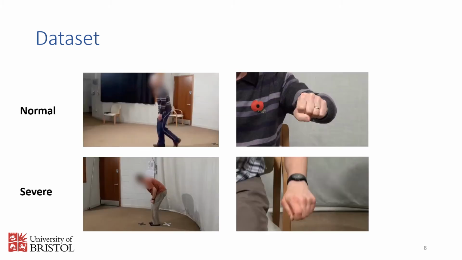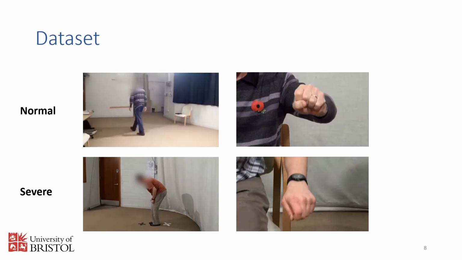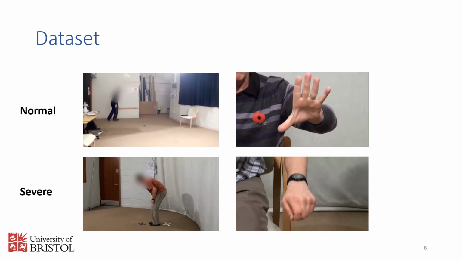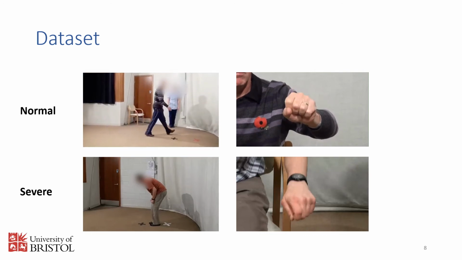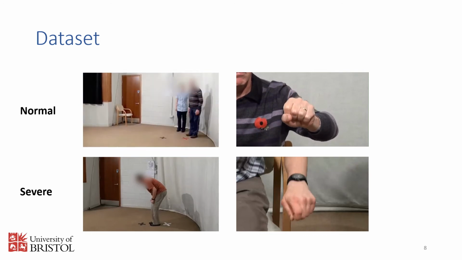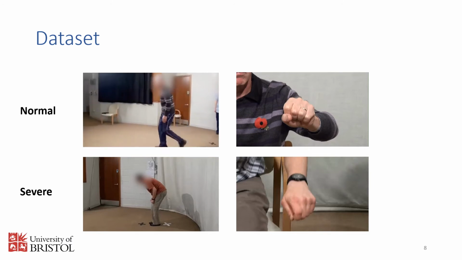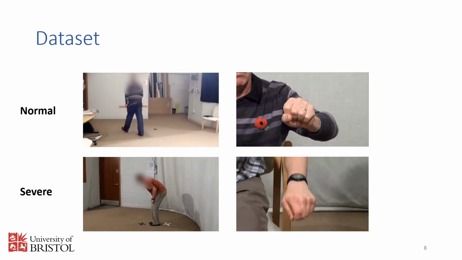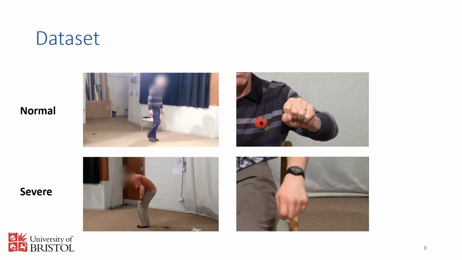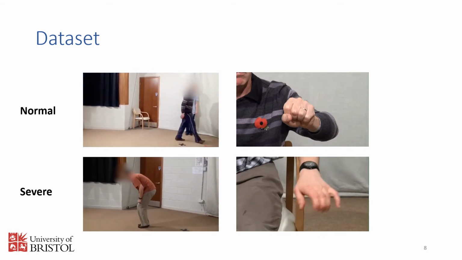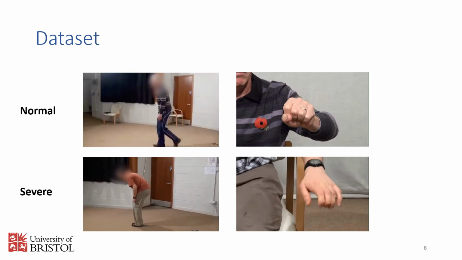In this slide, I'm going to show you some video samples of our dataset in different severity levels. As you can see, in the first row, the patient can perform the task very well without any problems. And this is an example of a normal subject in our dataset who is at a very early stage of Parkinson's disease. However, in the second row, the patient can barely perform the task. And this is an example of a severe subject in our dataset.